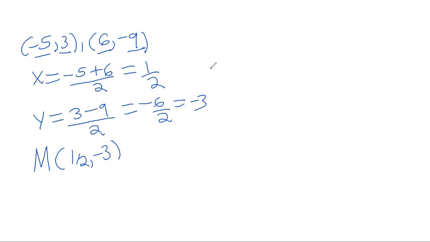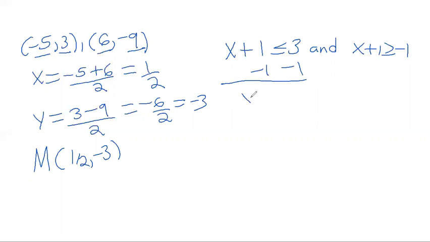Next, we're going to talk about solving a compound inequality, which is when you have two or more inequalities you have to solve. So for instance, if I have x plus 1 less than or equal to 3 and x plus 1 is greater than or equal to -1. Well, I have to solve each inequality individually. So first I have to solve this right here. Subtract 1 from both sides. x is less than or equal to 2.